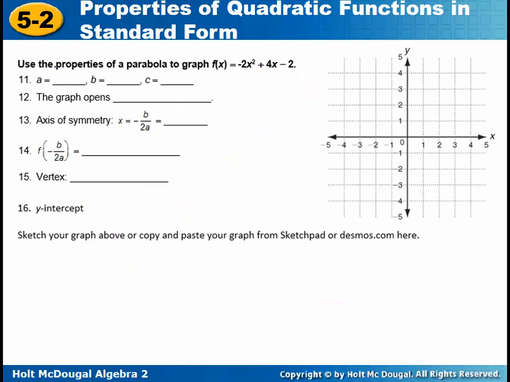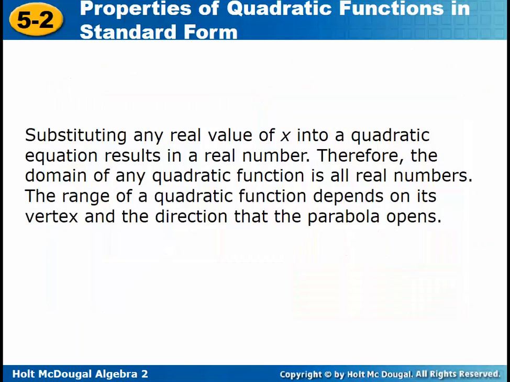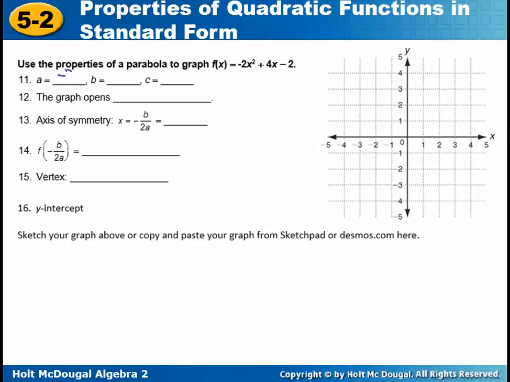There's another example. In this one, a is negative 2, so it's going to open downwards. But you'll just go through and fill each of these parts in. This is just looking for the y-coordinate of the vertex. That's what 14 is asking you to find. And 15 is the vertex, and 16 is y-intercept, which is negative 2. I can tell that one easily.